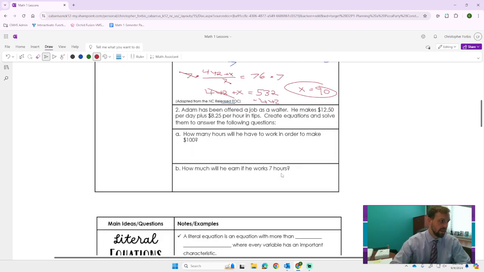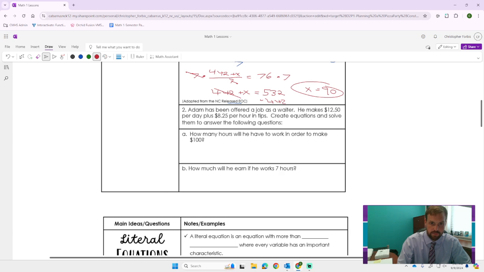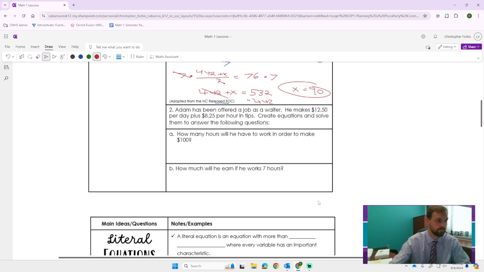Alrighty, number 2. Adam has been offered a job as a waiter. He makes $12.50 per day plus $8.25 per hour in tips. Create equations and solve them to answer the following questions. It says, how many hours will he have to work in order to make $100? And I'm going to clarify, that's supposed to say how many hours in a day will he have to work to make $100. Okay?